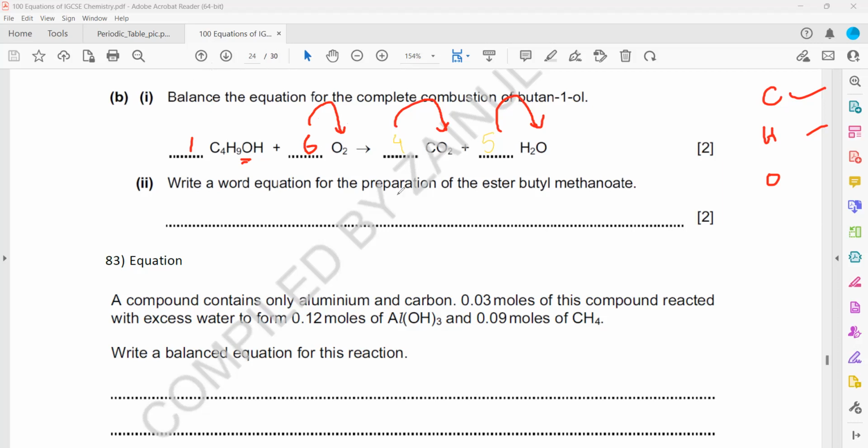Then write a word equation for the preparation of an ester. We want to prepare the ester butyl methanoate. So what are the reactants? Which alcohol should be there? It will be butanol, because the first name of the ester is from the alcohol. And which acid? That's methanoic acid. As a result, it will give butyl methanoate plus water. And the reaction is a reversible reaction. Reactants can form a product and the product can form back the reactants.